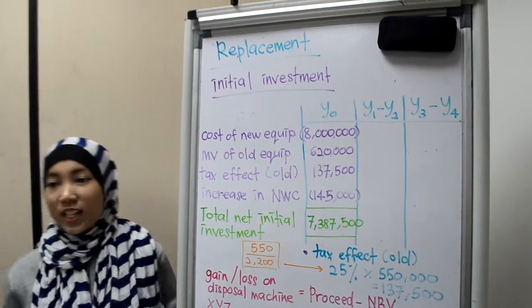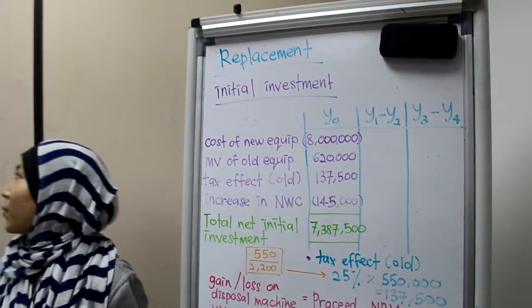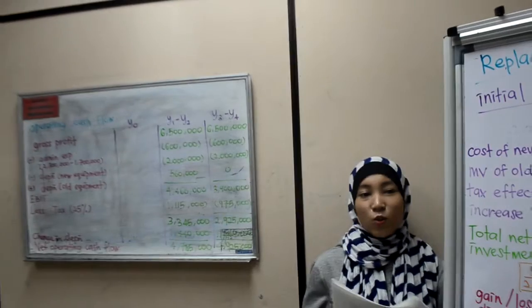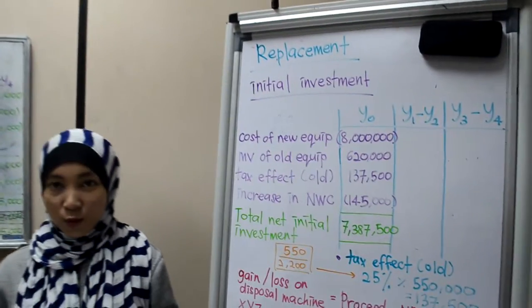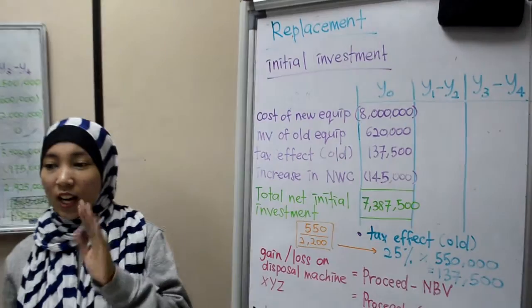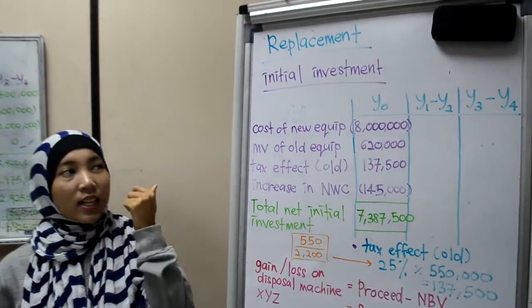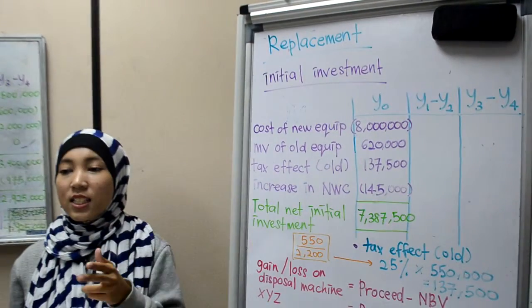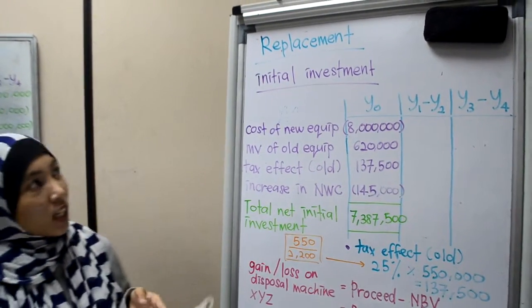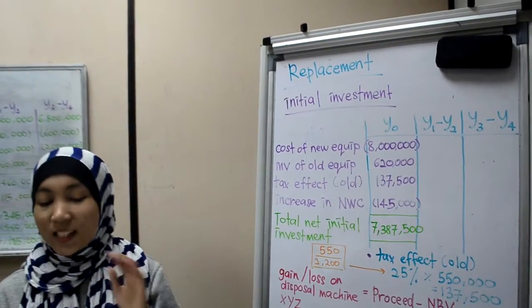Okay, as what we know in cash flow, there are three components which are initial investment, operating cash flow, and also terminal cash flow. So we will start with the initial investment. So that we will cover three things, which is first the key concept, second is the calculations, and lastly is the answer. So the key concept in the question is the replacement.